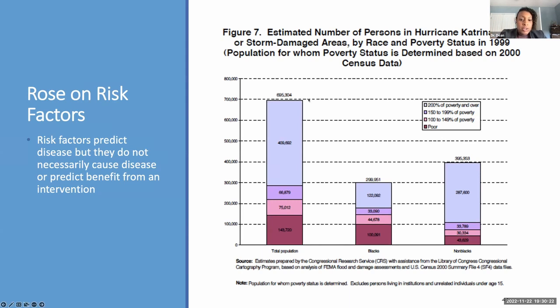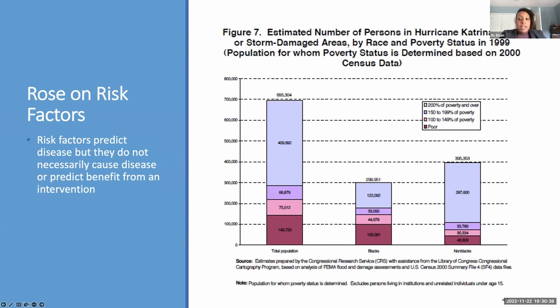So as you can see here, you can see the total population, you can see who's in poverty, but you can also see, and this is the estimated number of people who were flooded or in storm damaged areas, that we see some differentials both by the race of the person as well as by the poverty level of the person.